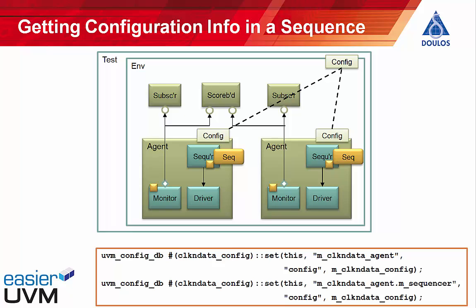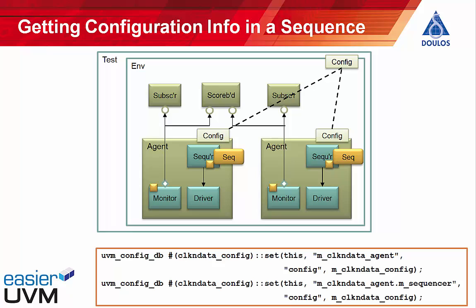One interesting challenge is how we can access configuration information in a sequence, and that's certainly something that you're going to want to do. So remember, sequences typically generate transactions that represent stimulus, and you may very well want to use the configuration database or use information in the configuration database to parameterize how a sequence executes. Well, it's actually quite straightforward, using the trick of having the sequence pick up the configuration information based on the sequencer on which it's executing.